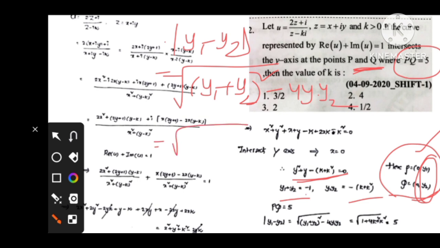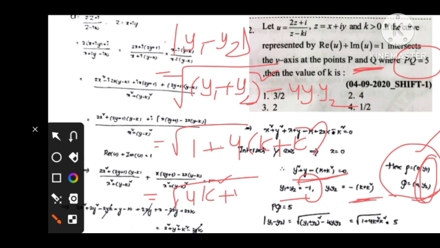Now what is y1 plus y2? We have minus 1 whole square equals 1, plus 4 into what is y1 y2? k plus k square. Okay. So now take the simplification. This is 4k square plus 4k plus 1. Okay. What is 4k square plus 4k plus 1? It is (2k plus 1) whole square.